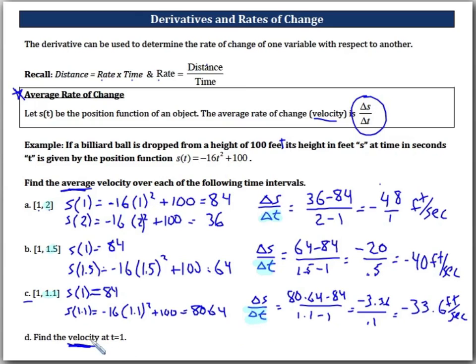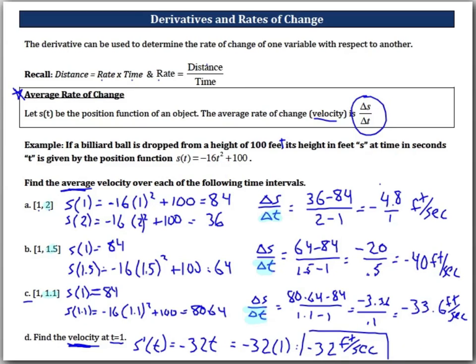And it turns out, by letting this go to 0, all we need to do is find the derivative of our position function. So we would want to find S prime of t, which is negative 32t to the first power. So the instantaneous rate of change here is just going to be negative 32 times 1, which is negative 32 feet per second. And you can see here our limit as delta t went to 0 is getting closer, and it would have been negative 32 feet per second.